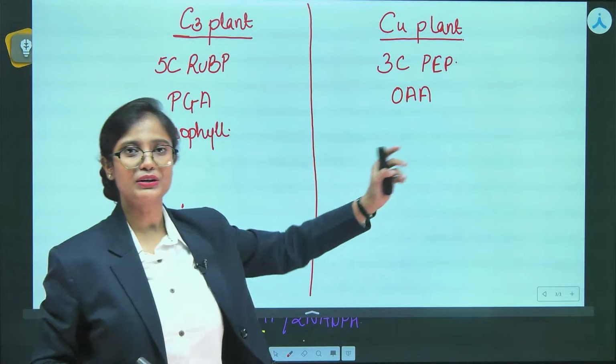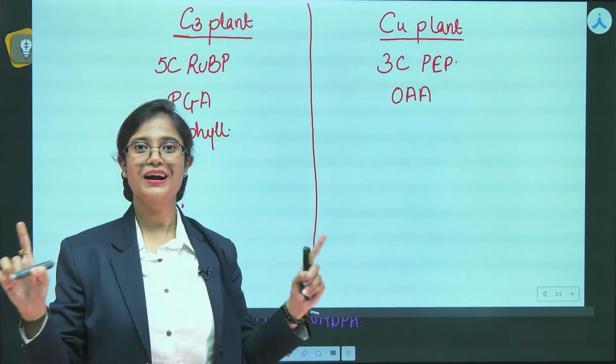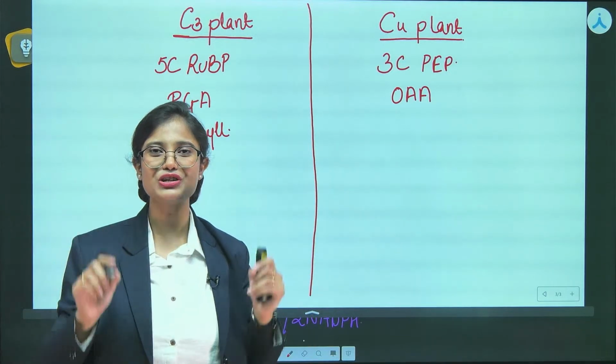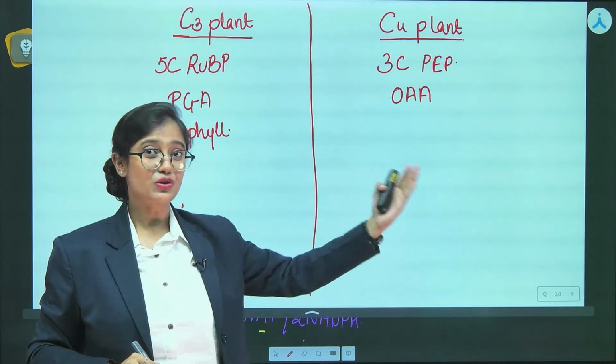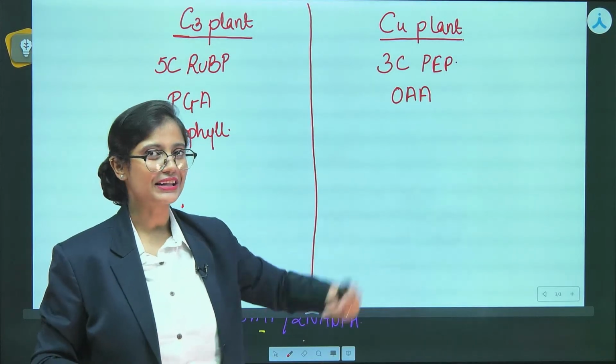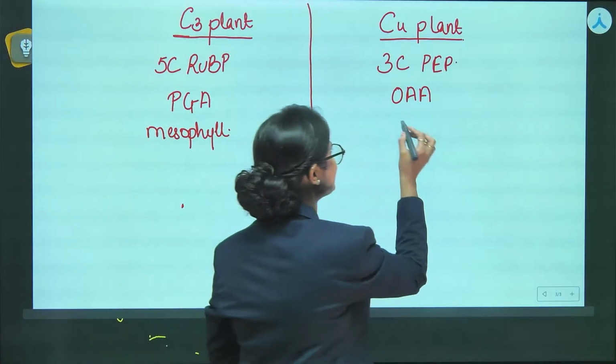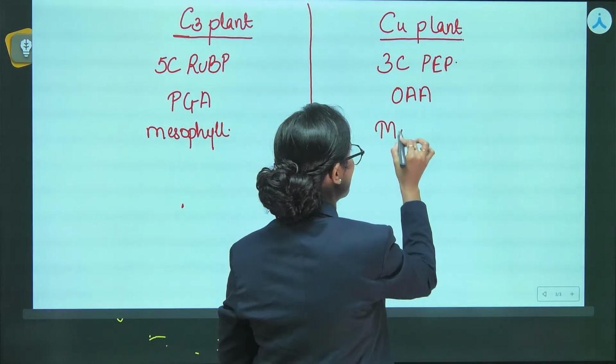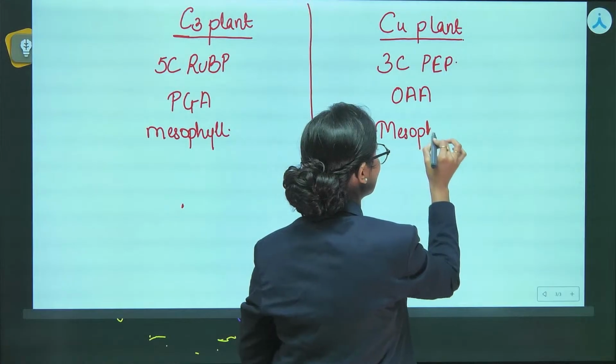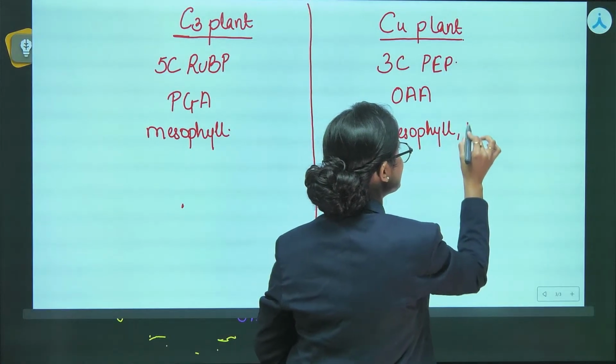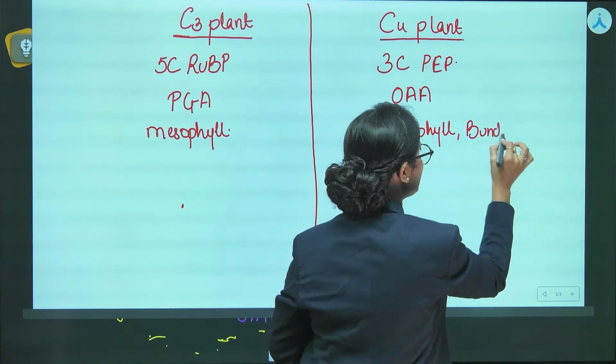And if we talk about the C4 plant, यहाँ पे उन्होंने अपने काम को divide कर दिया. There is division of labor, जिसके जो एक और कारण है कि वो क्यों ज़्यादा efficient है. So here 2 cells are involved along with the mesophyll cell. Bundle sheath cells are also involved.